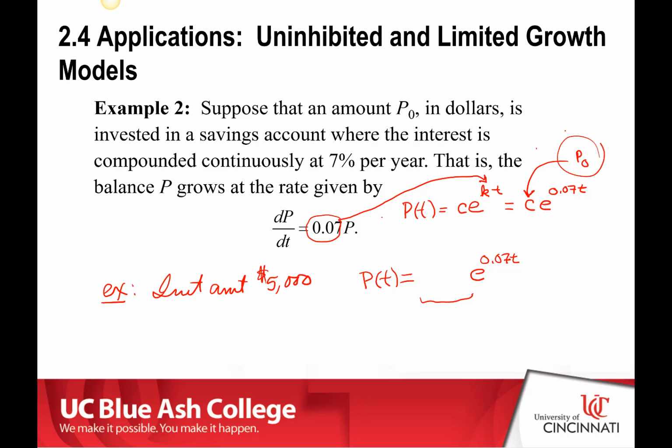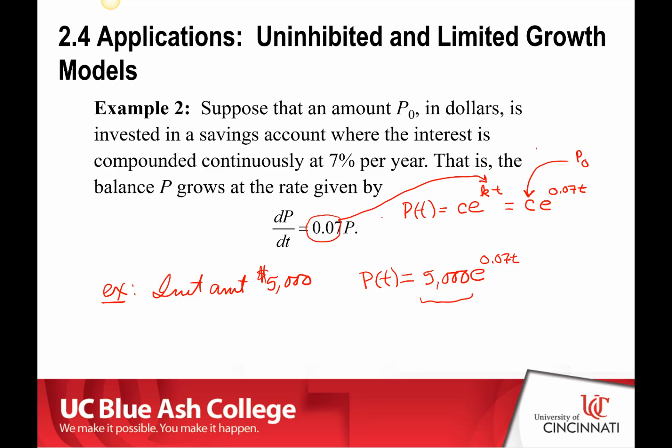I'll take a look up here. The coefficient out front is P of 0. And what's P of 0? It's the 5,000. It's the initial amount. It's what we started with. So you would look at, gosh, what are we starting with? 5,000. Okay, that goes out front.